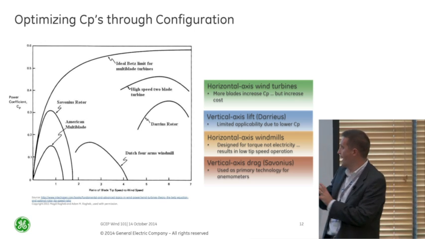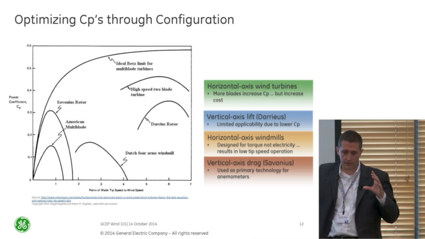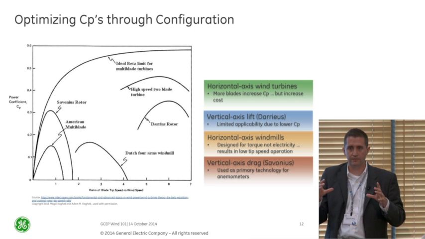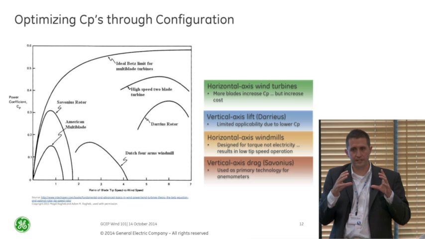So that's why in utility scale wind we've typically gone to 3 blades, and why it's really difficult to switch that to something else. Okay.